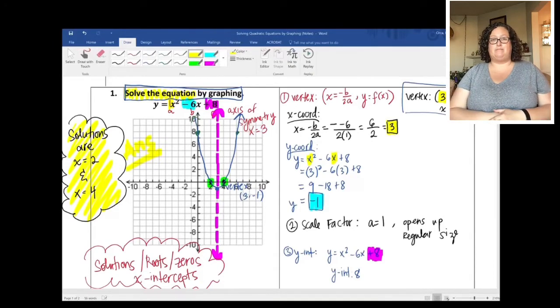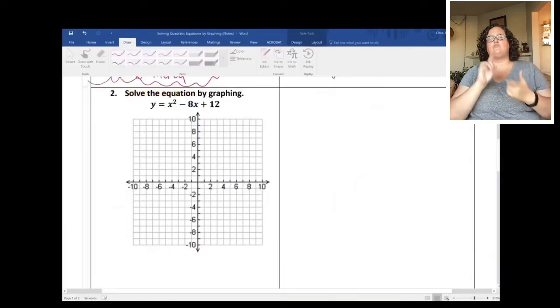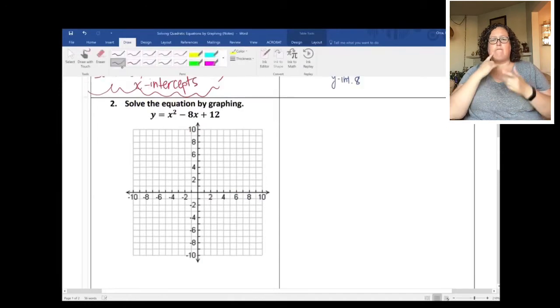This is your answer. Let's move on to problem 2. Solve the equation by graphing. Step number 1, let's identify the vertex.